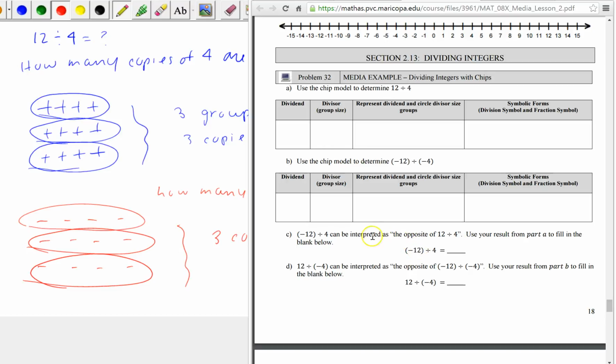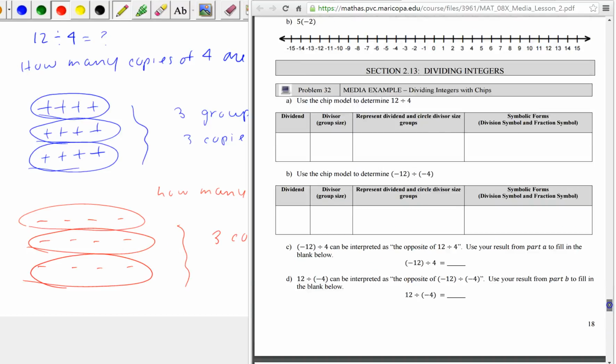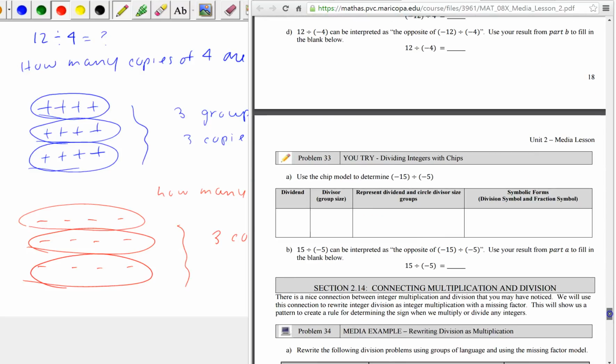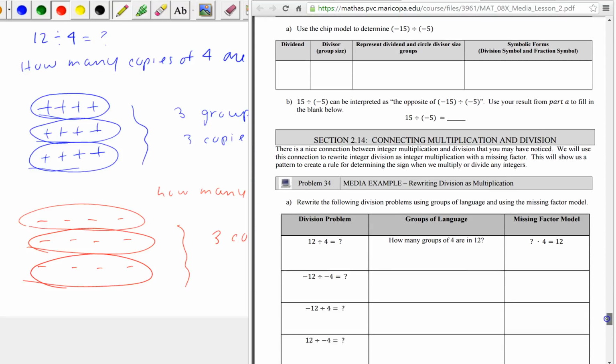Okay, so this is similar to A, except that the first dividend is negative 12. So we just say the opposite of 12 divided by 4. So if this was 3, your result is negative 3. Here we have the opposite of negative 12 divided by negative 4. Since this was 3, this would be negative 3. Okay, so there are ways to work within that model, but it usually ends up confusing students more than helping.